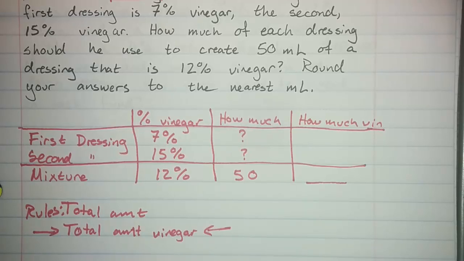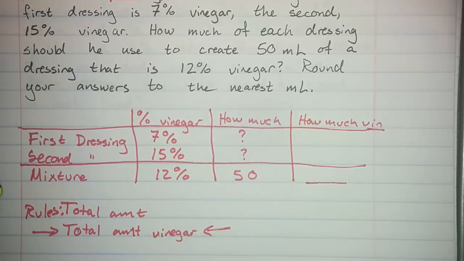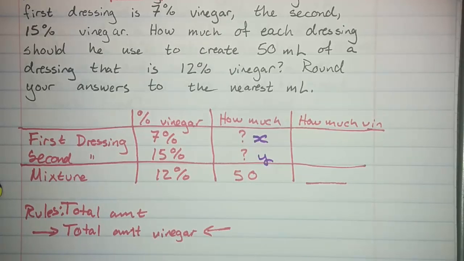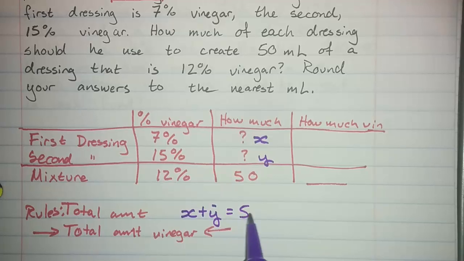Okay, I think we understand this problem. I think we're ready to model. So our first dressing and our second dressing are unknowns. They're both amounts of dressing. I'm going to just call them X and Y. You are free to call them F and S, for example, if you want to. And we can write down an equation from that about the total amount. X plus Y is 50.